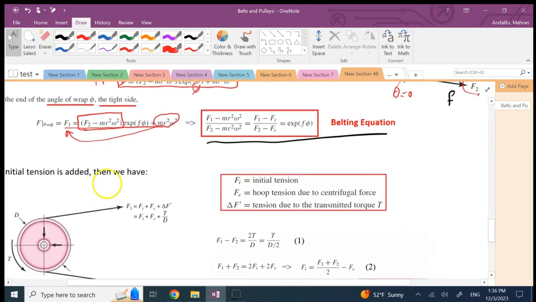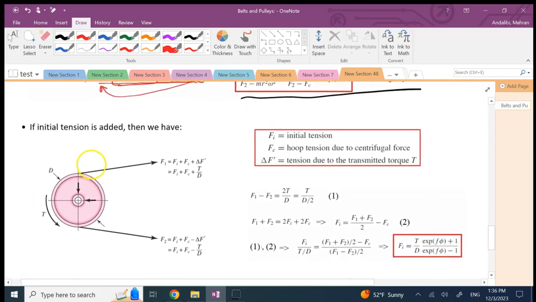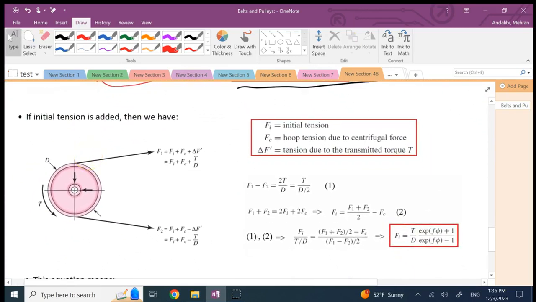Okay, now let's look at the last part. So here, remember that initially we have to have initial tension in the ropes in order to be able to transfer torque. So let's look at that and the formulation of that. So in this case, it's the exact same thing as before with a little bit of modification.